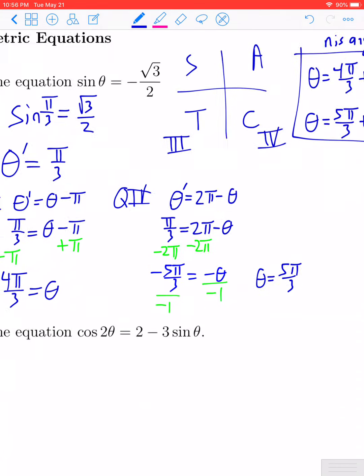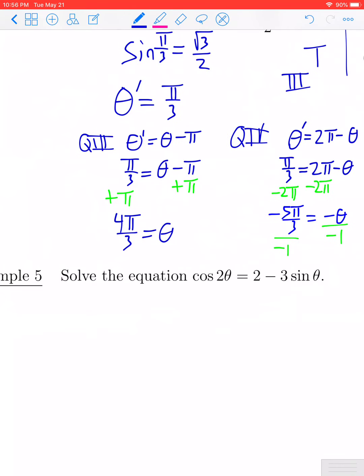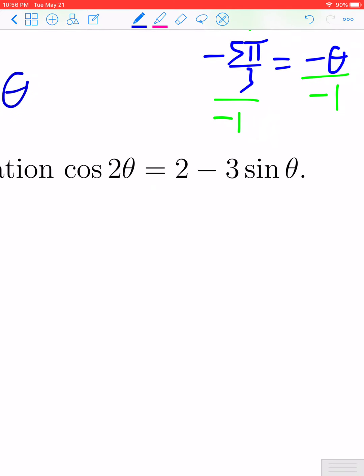Let's take a look at the next equation. In example 5, we're asked to find all of the solutions to the cosine of 2 theta equals 2 minus 3 sine theta. In order to solve an equation like this, typically anytime you have a second power or even a double angle, it might be helpful to use a trigonometric identity. And here, we definitely want to do that.